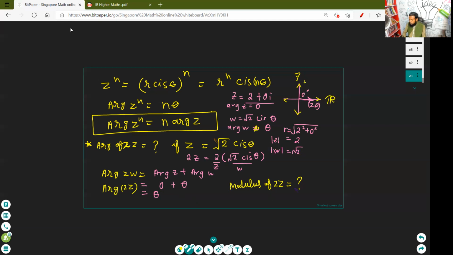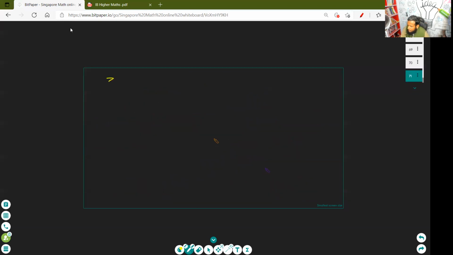So this one would be 2 times root 2. This is the modulus. In modulus, we multiply both. Can't I just multiply these together? Yes. For the argument, see here: for 2Z the modulus is 2 and the angle is 0, and for W the modulus is root 2 and the angle is theta. Clear? 2 root 2.